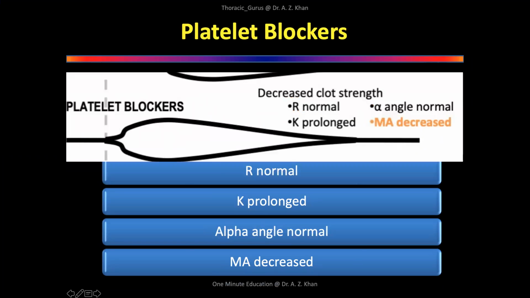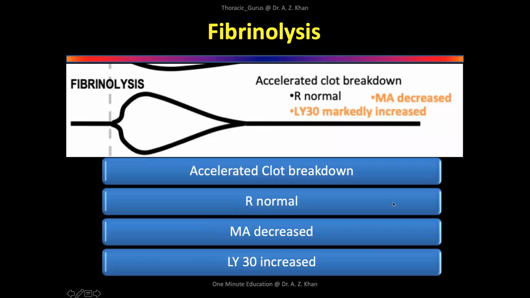When you have a normal R time, but the K time is prolonged and the amplitude is decreased, you're probably into platelet blockers. Something is blocking the formation of the clot. When you are in fibrinolysis, the first half remains normal, but it is the second half that is increased. So LY30 will be increased because the fibrinolysis is not doing well.